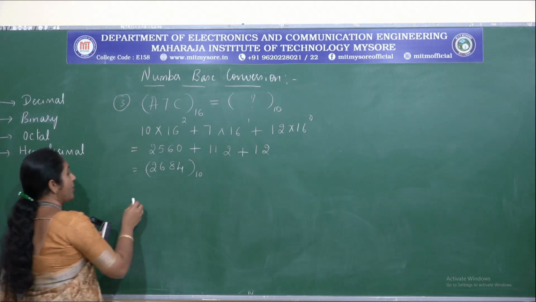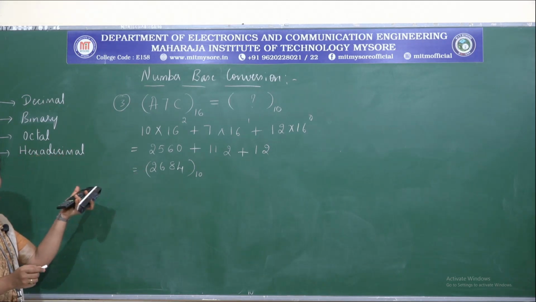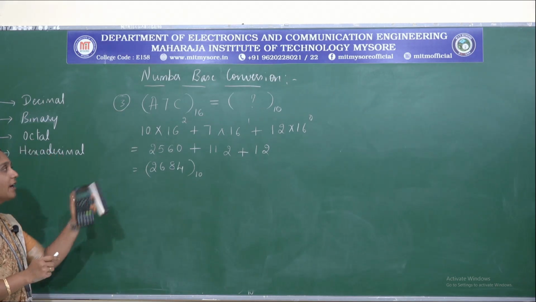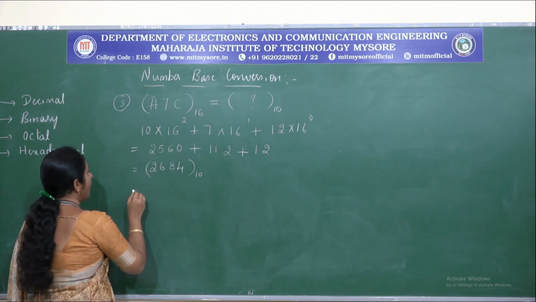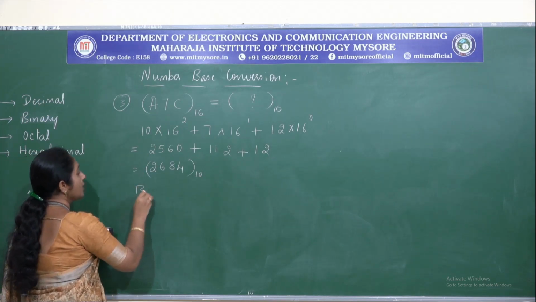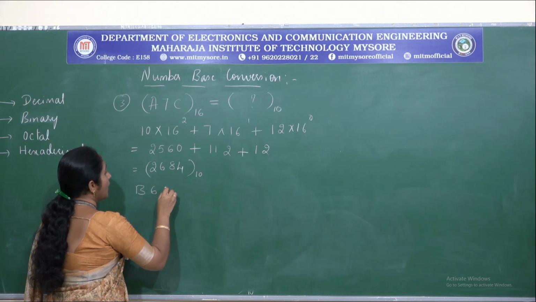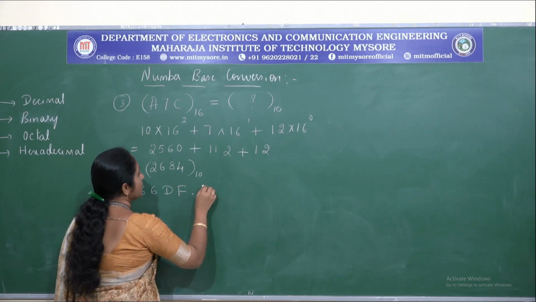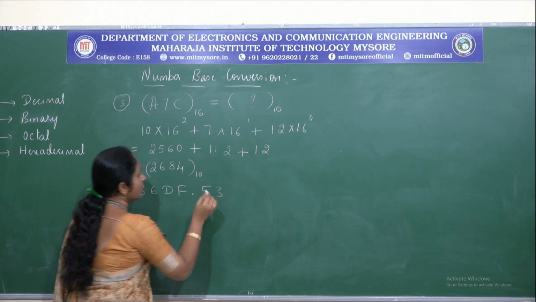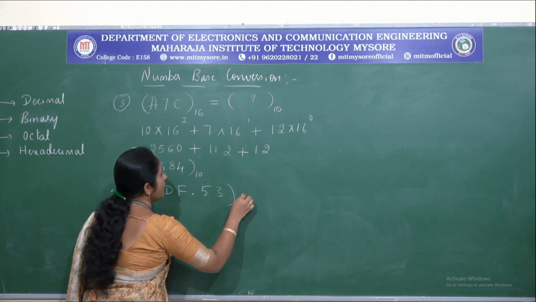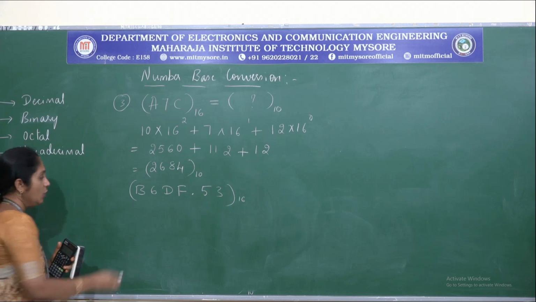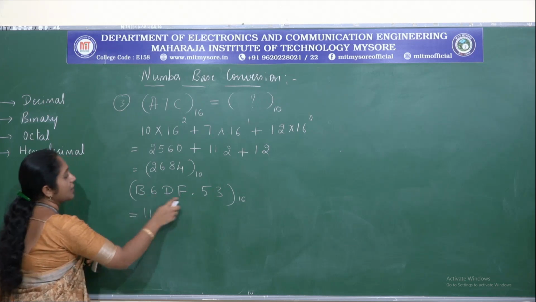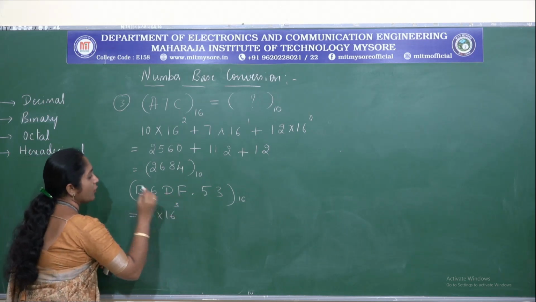Now let me consider the fractional part in hexadecimal and let me show you the conversion. Let me consider some other example, B 6 D F point 5 3. Let us consider this example in hexadecimal. Now its equivalent can be written as B is nothing but 11, 11 into 16. So how many digits do we have? 4 digits, so 4 minus 1.